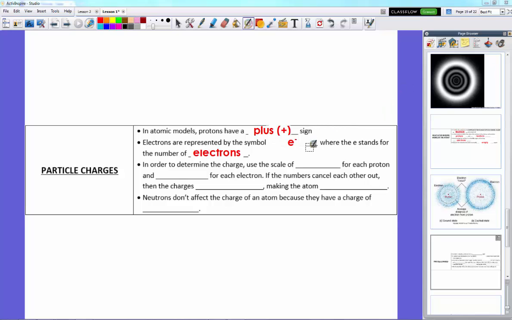In order to determine the charge, use the scale of +1 for each proton and -1 for each electron. If the numbers cancel each other out, then the charges cancel, making the atom balanced. And if they don't balance, if it has a positive or negative charge, it's called an ion, which we'll talk about later. And neutrons, of course, don't affect the charge of an atom because they have a charge of 0. They're an N for neutral. So remember, protons have positive signs, electrons have negative signs, neutrons have no charge.